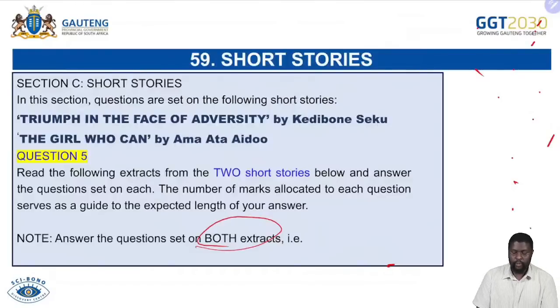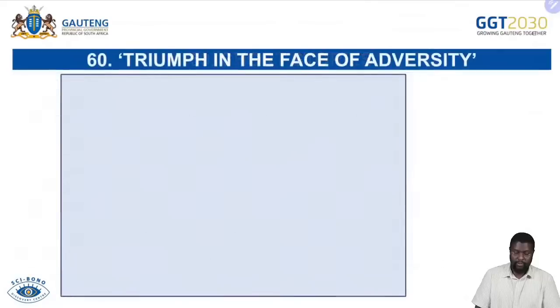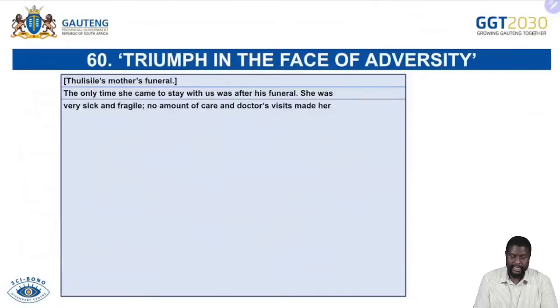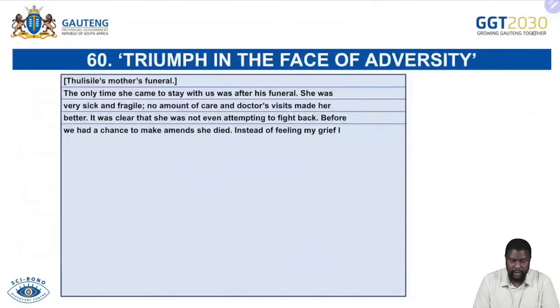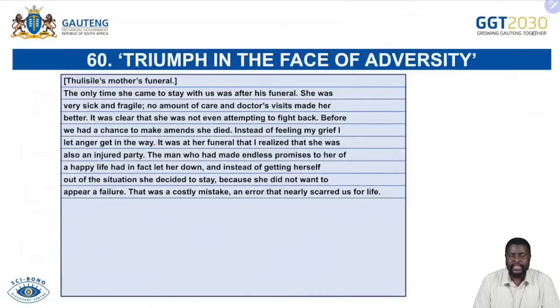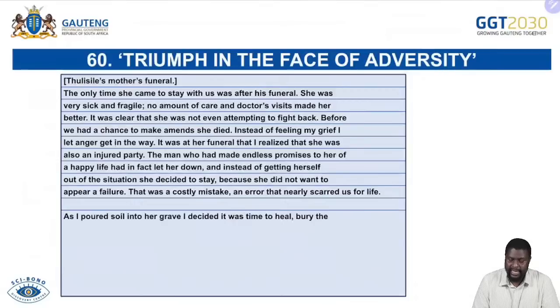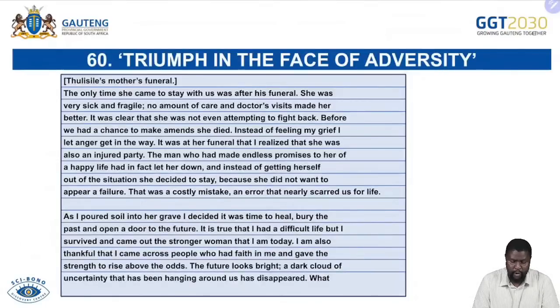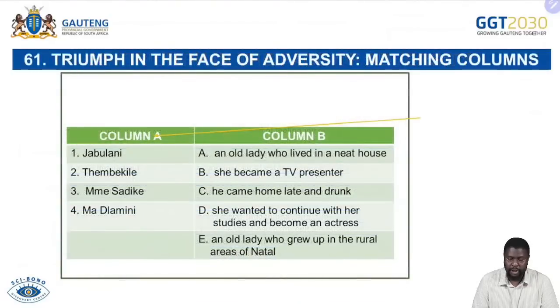Short stories, question 5. We have 5.1 and 5.2. Triumph in the Face of Adversity. So this is your extract. You will get this extract. Tulisile's mother: the only time she came to stay with us was after his funeral. So read the extract as we said. Please read the extract carefully before you attempt to answer the questions.